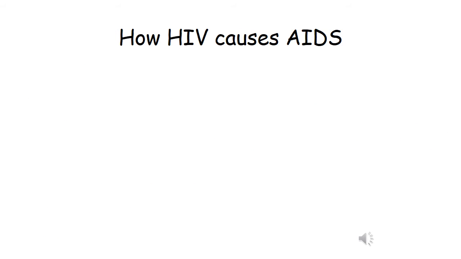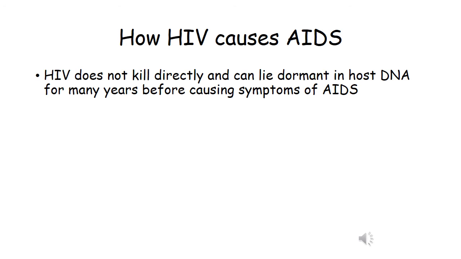So how does HIV actually cause AIDS? Because HIV and AIDS are not the same thing. If you have been infected with the HIV virus, you are described as being HIV positive, but you can be HIV positive without having AIDS. In fact, the HIV virus may lie dormant inside its host for many years before it causes the symptoms of AIDS.